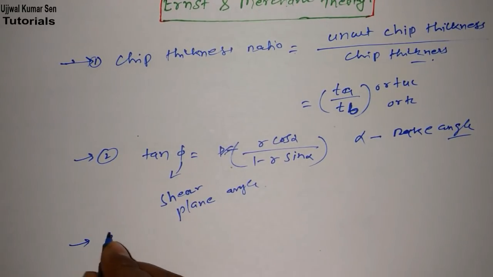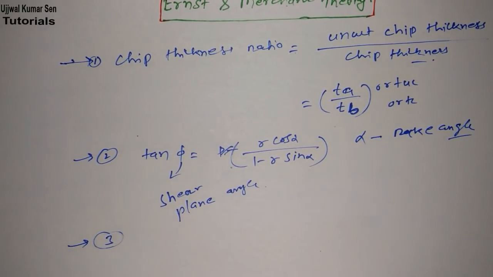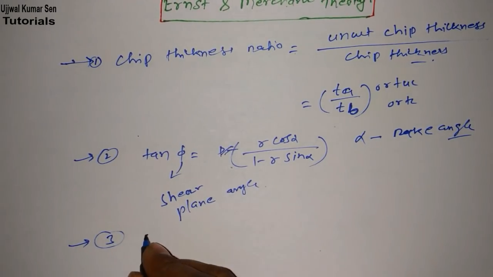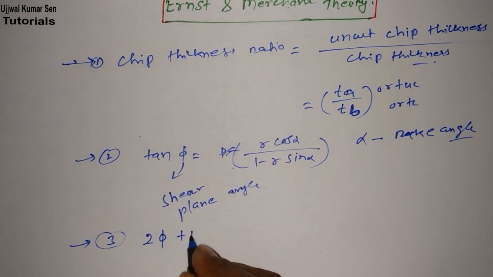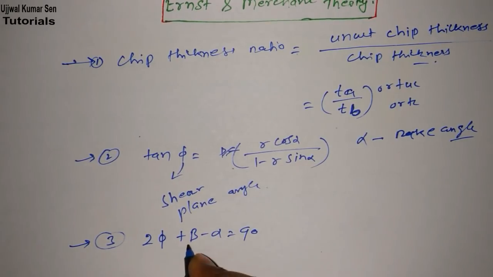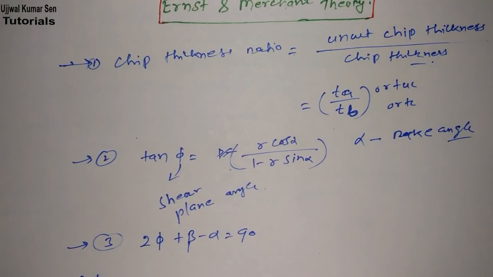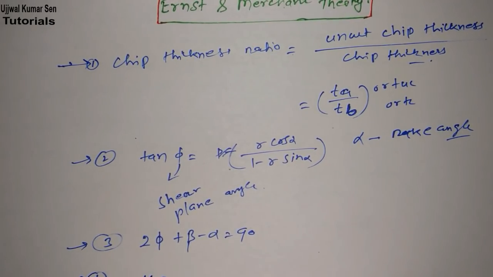Other than this, there is another important formula, known as Ernst Merchant theory. According to this theory, 2 phi plus beta minus alpha is equal to 90. From this relation, we can find any angle, right? If two angles are given, we can find the other angle. Now the fourth one, the coefficient of friction, is equal to tan beta.